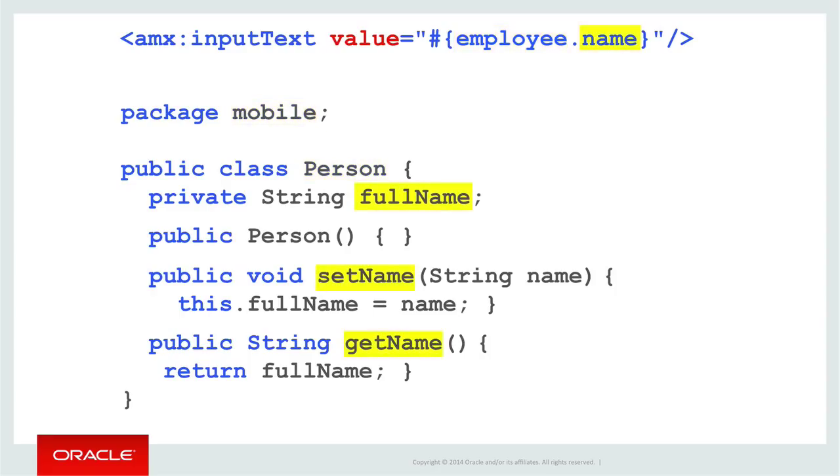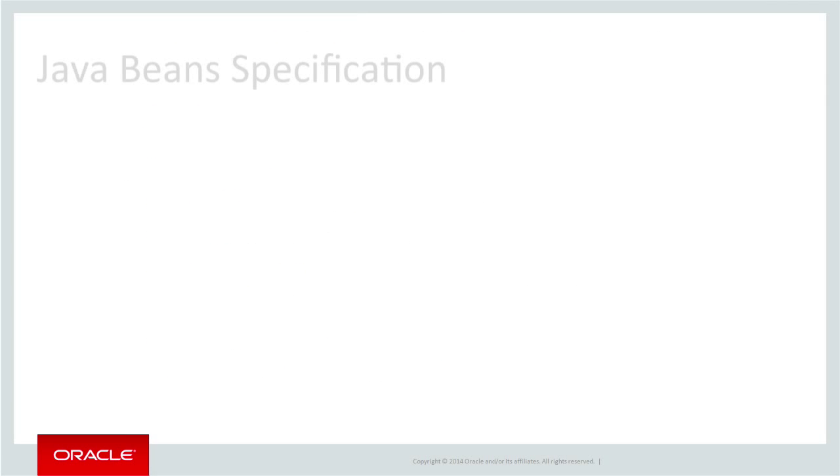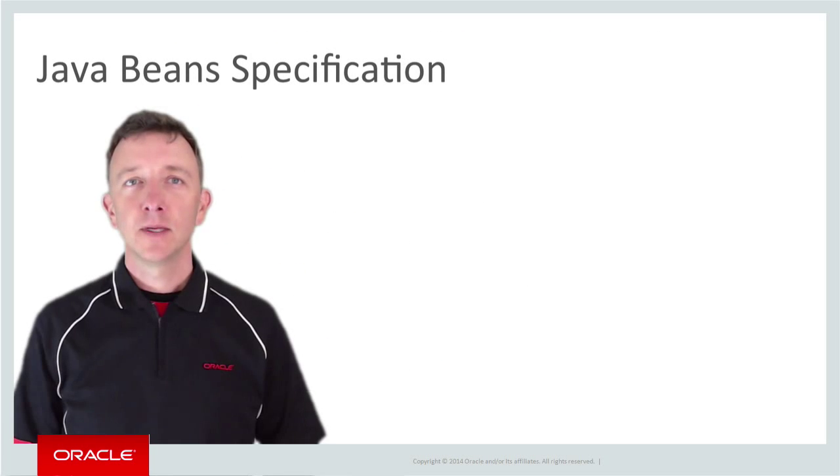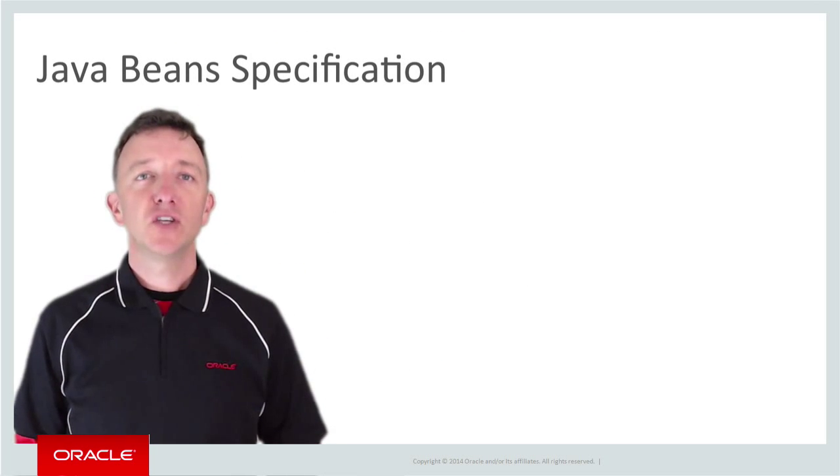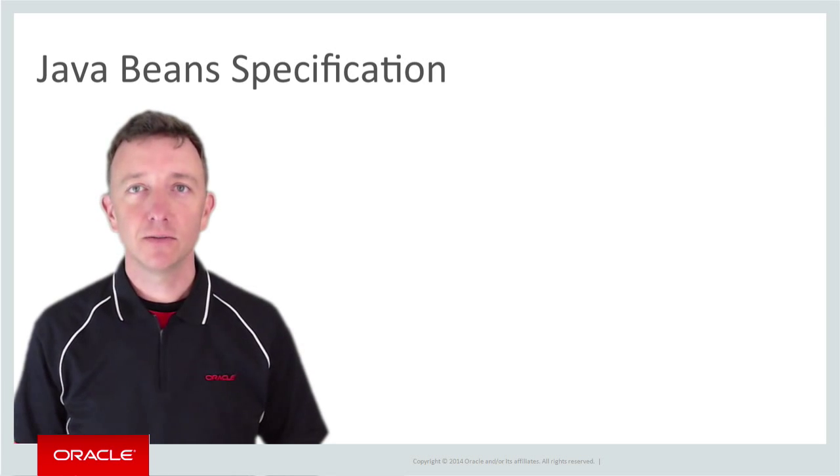But what about the other problem? How does the EL expression name access the private instance variable fullName when access is provided through functions called setName and getName, not setFullName and getFullName? This is solved by the use of Java beans and their specification.